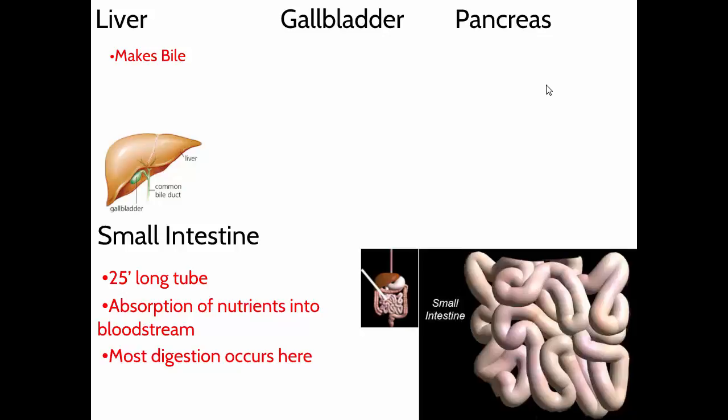Bile is responsible for breaking down fat, digesting fat. The liver also helps to clean our blood and remove toxins and so forth. It's not really a digestive function.